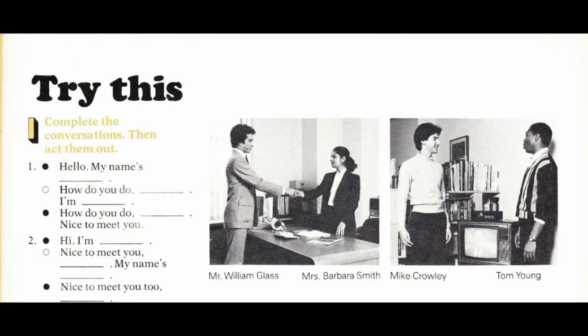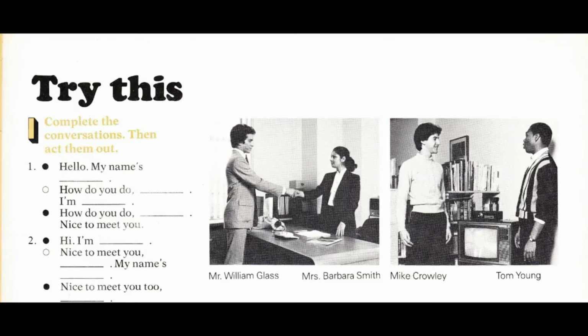Well, so we should choose the names in the picture on the left side because it's a more formal conversation. It says, hello, my name's William Glass. How do you do, Mr. Glass? I'm Barbara Smith. How do you do, Mrs. Smith? Nice to meet you. How do we understand it's a formal conversation? By saying how do you do, which is formal.